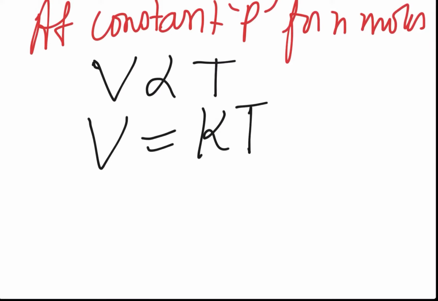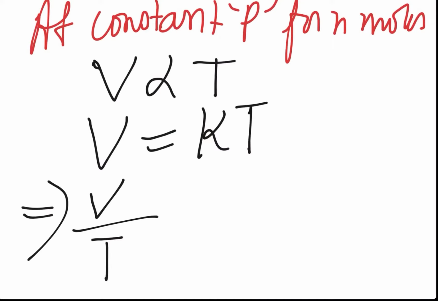Now if I want to write the expression for the constant, I will transpose T to the left hand side, the side of V, and I can write this expression, rearranging it, as V by T is equal to the constant. Okay, this is your expression for Charles law.